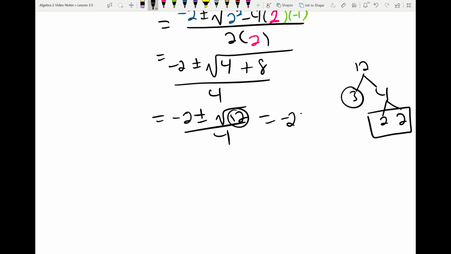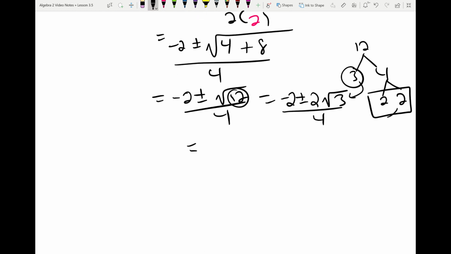So we have negative 2 plus or minus. We can pull out that pair, so 2. And then we have square root, bring down whatever's left over, goes on the inside. I know we went through that pretty quickly, but that's a review of how to simplify radicals.